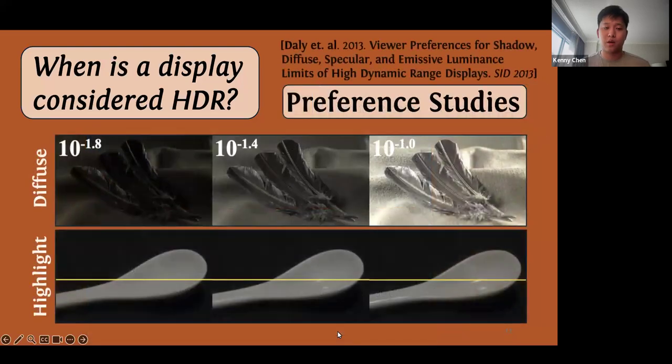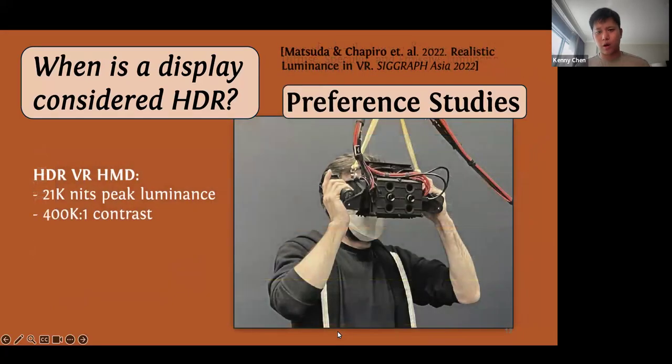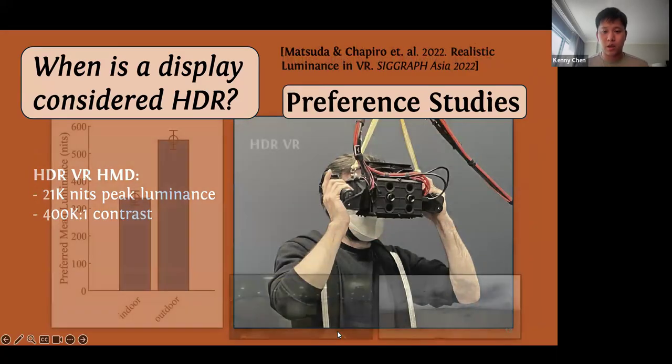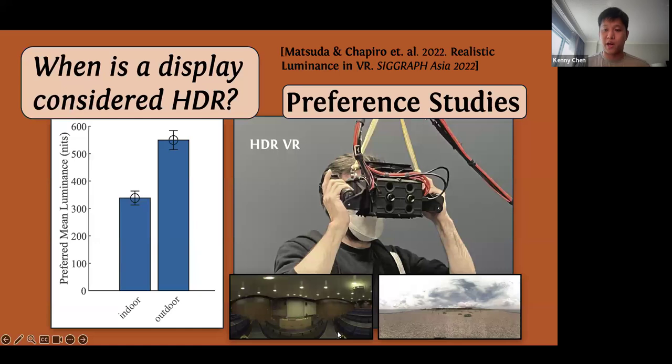A few papers have studied this idea in terms of human preference. For example, a paper by Daly and others studied user preference for different exposure parameters in diffuse scenes, as well as different peak luminances for scenes with specular highlights. Their study data, however, is very limited to cinema conditions, so much so that they even simulated exit sign lighting during their study. This work by Matsuda, Chapiro, and others was conducted in a prototype HDR VR display. They asked users to adjust the exposure of pass-through VR scenes, and they found that users preferred a higher mean luminance for indoor compared to outdoor scenes.